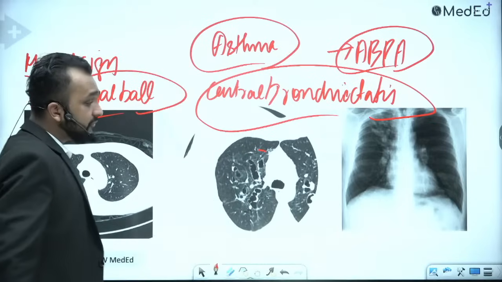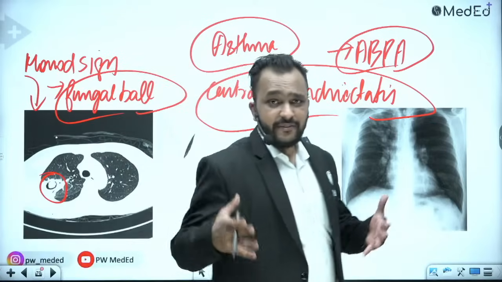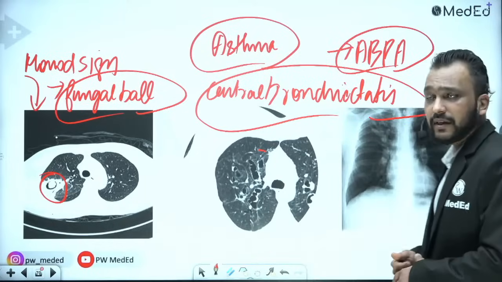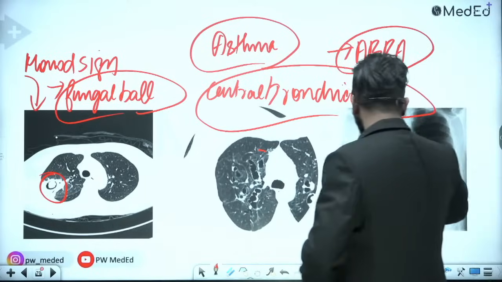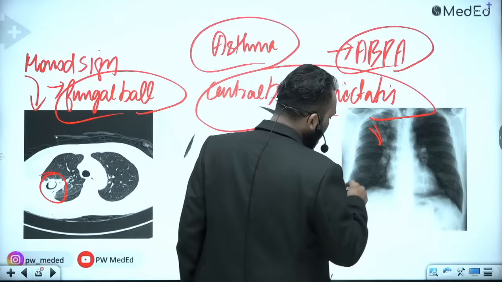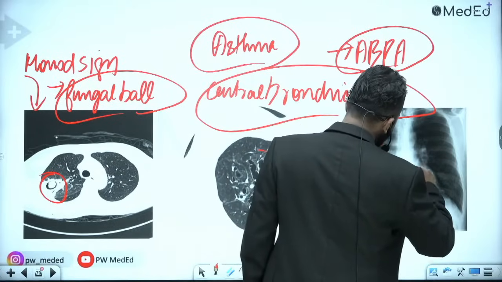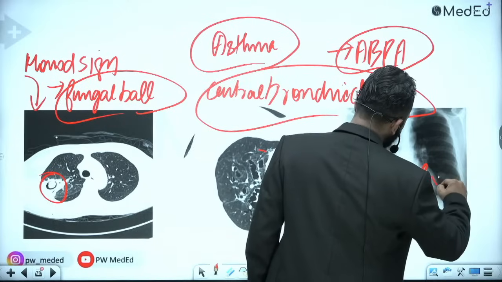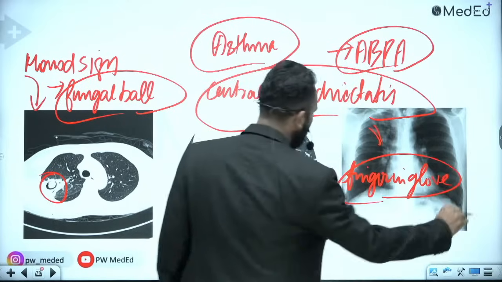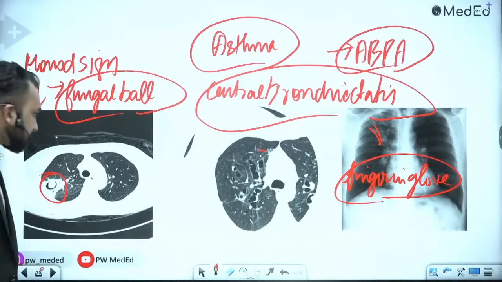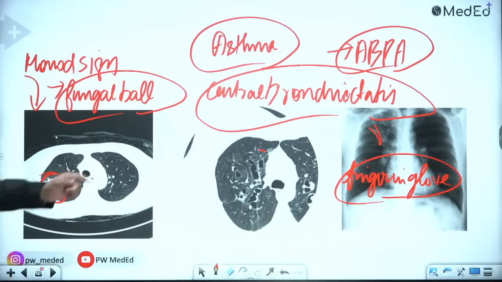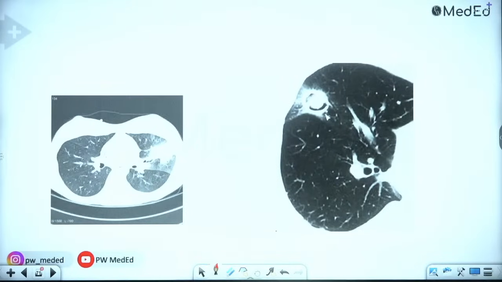Right? And when these dilated bronchi get filled with mucus, it will give a finger-in-glove appearance. So finger-in-glove appearance will be seen in allergic bronchopulmonary aspergillosis.